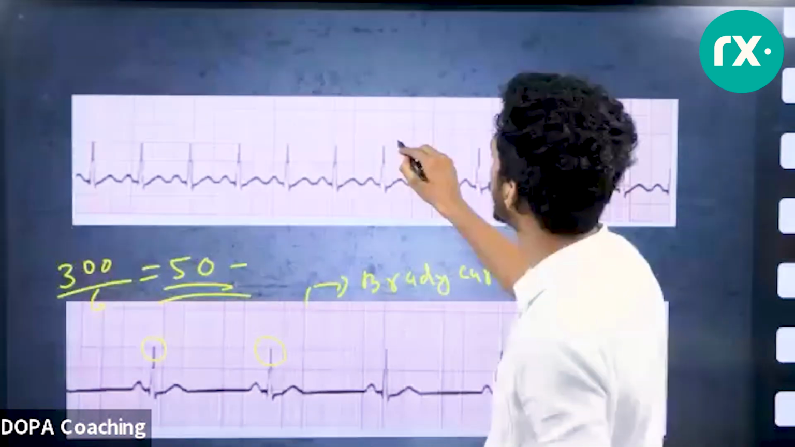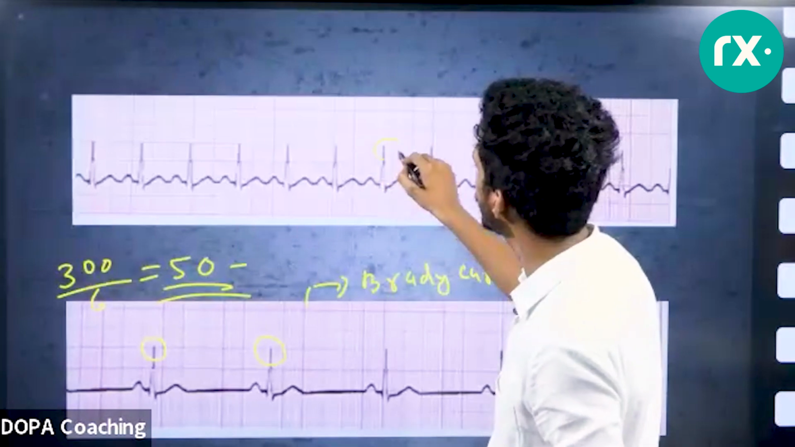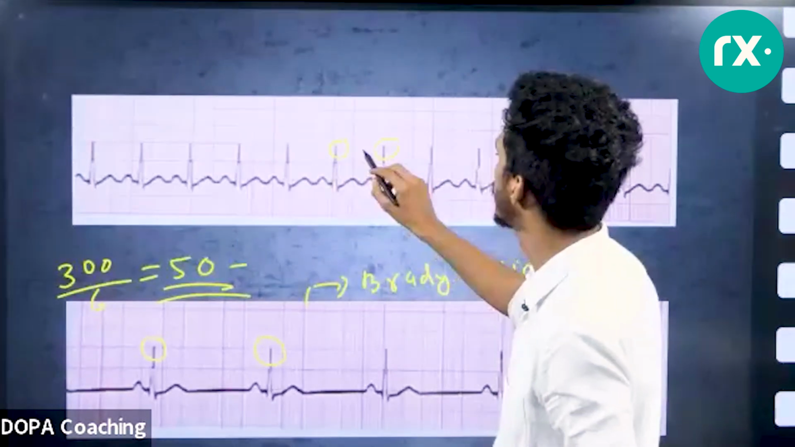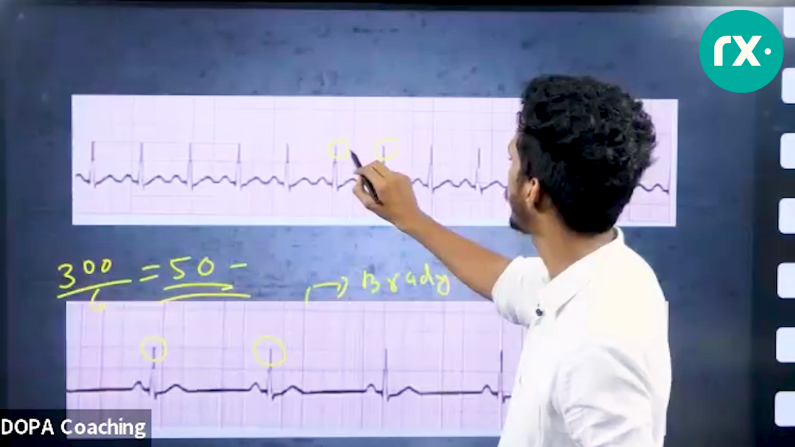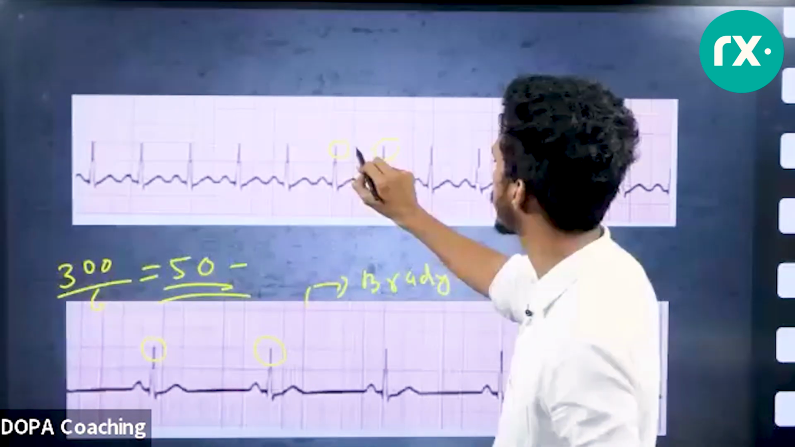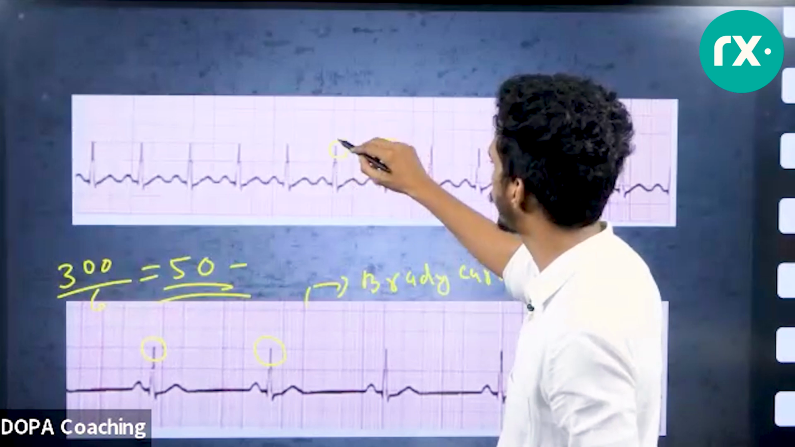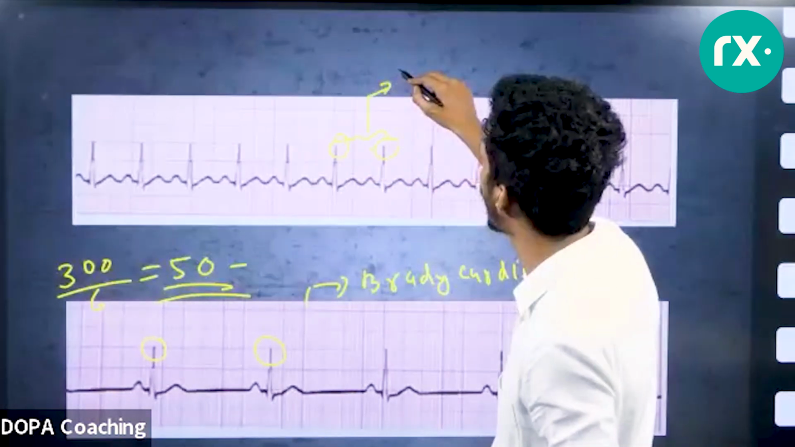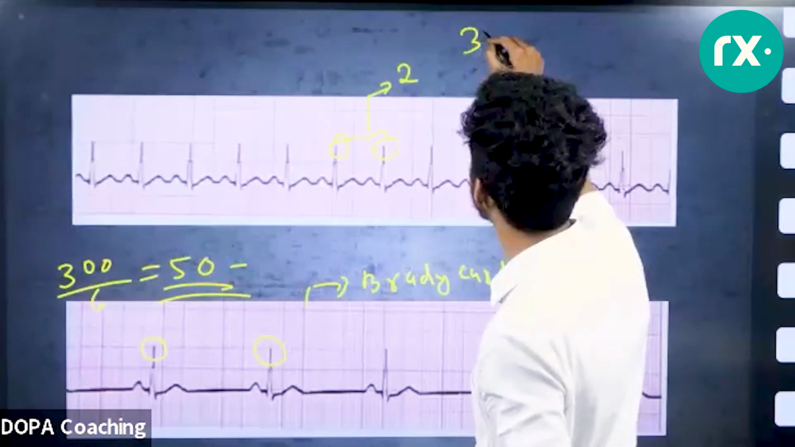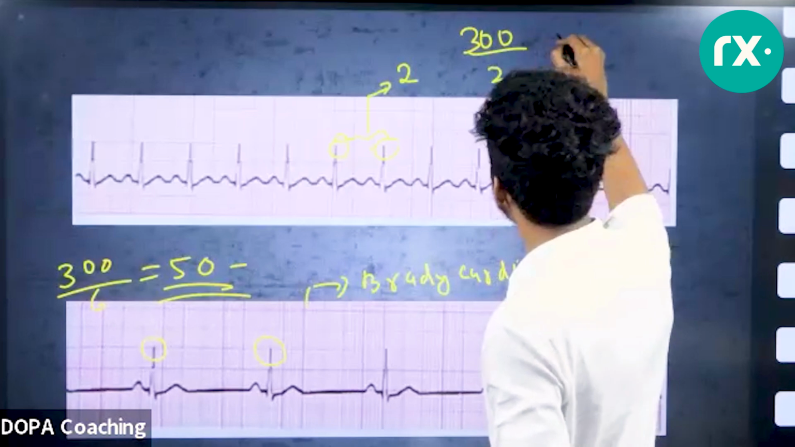Now, moving on to this ECG. Here, the number of boxes between two R waves is around 2, because here we have one full box and 4 small squares, and about 1 small square here. So we can take the number of large squares between two R waves here as 2. So my rate here will be 300 by 2, which gives me 150.